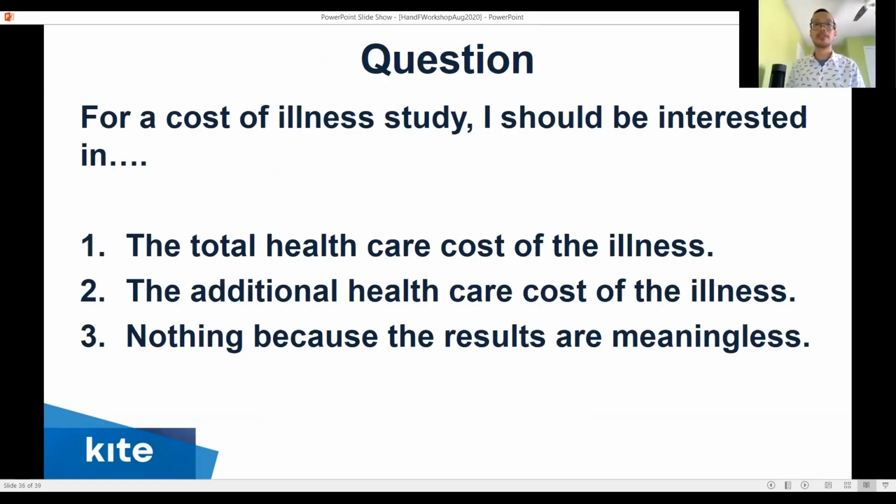So here's a question. For cost of illness studies, what should you be interested in? I'm going to pull this into a polling question. Should you be interested in the total cost of the illness itself? So the entire cost an individual has with a certain condition, all the healthcare costs associated with it? Or should you be interested in the additional cost of this illness versus a person who does not have the condition? Or the third option is, it doesn't really matter because cost of illness studies are meaningless. So I'd be interested to see what you think about this.